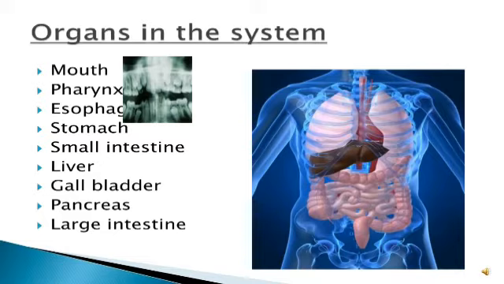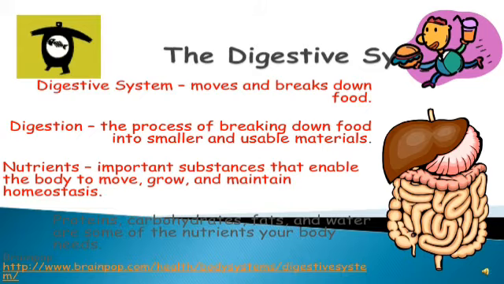For example, in short, we can say that the digestive system moves and breaks down the food. Digestion is the process of breaking down food into smaller and usable materials that we have seen earlier. And nutrients are the important substances that enable the body to move, grow and maintain homeostasis.